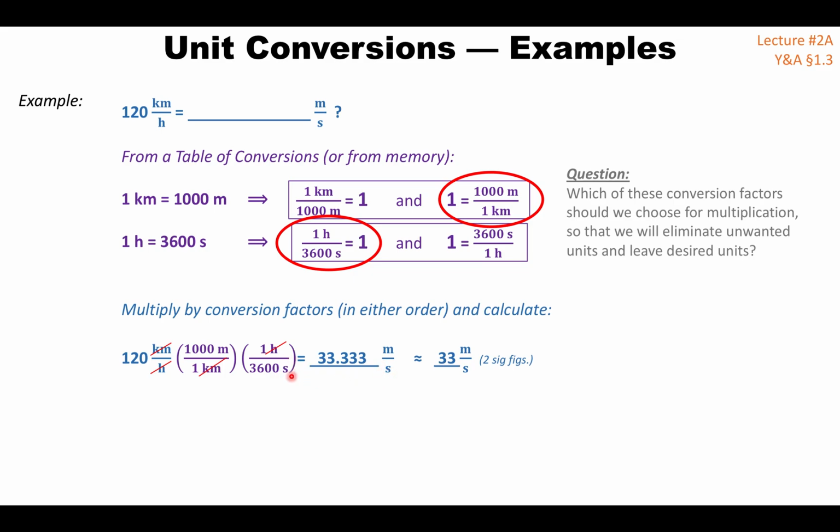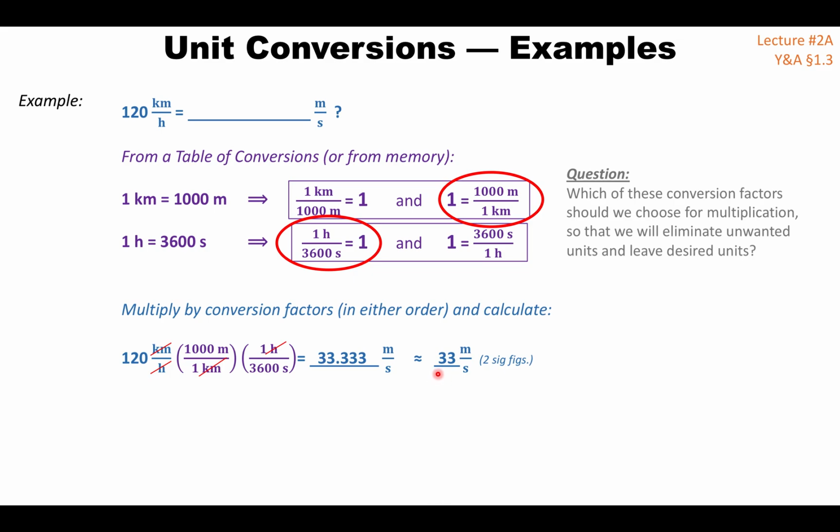The last step I do is I take out my calculator and I calculate the numerical values. 120 times 1,000 divided by 3,600, and I get this repeating decimal here, 33.3333. I look at my original value. This 120 was probably 2 significant figures, so I'm going to round my final answer to 2 significant figures.